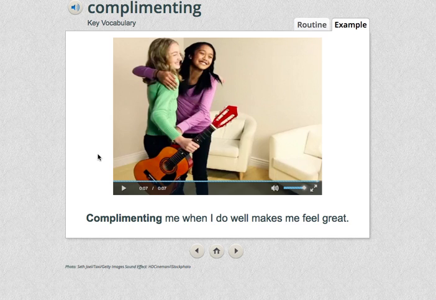She gave the girl some applause after her guitar solo. So that would be a way to compliment someone. If you were complimenting a friend, what is something that you might say? Might you tell them, great job? Might you tell them, you look very nice today? Could you tell them, I like the way that you are a friend to everyone?